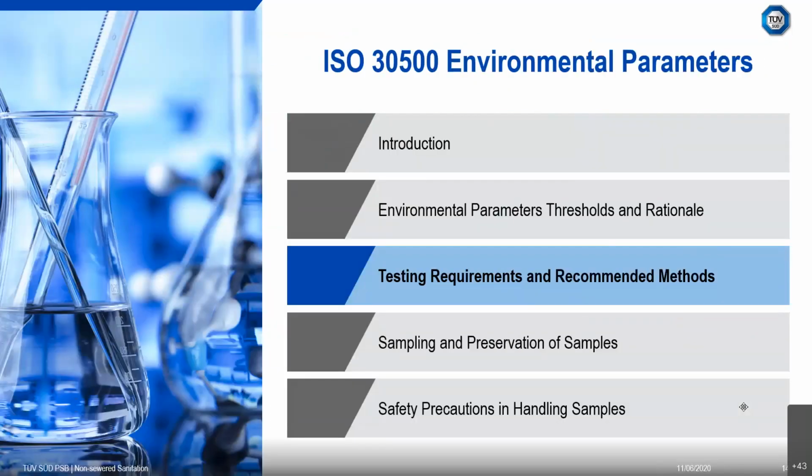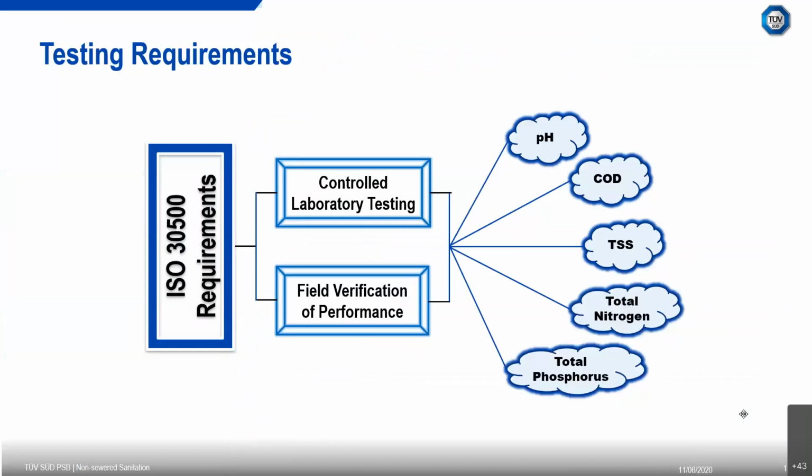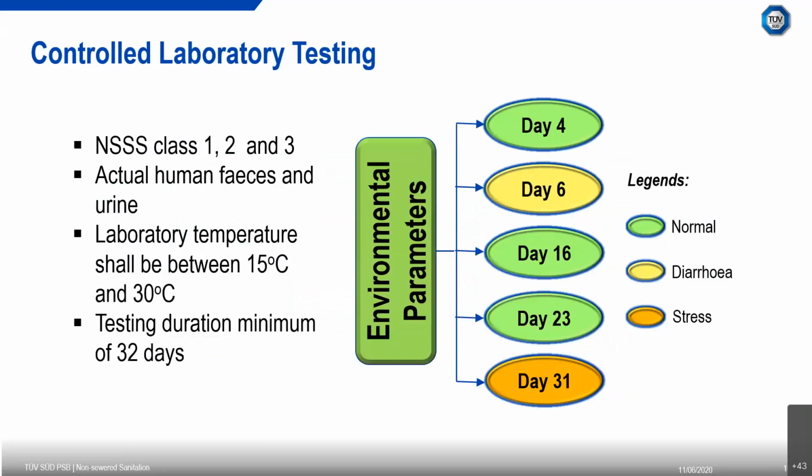So when are the environmental parameters tested? As a requirement of ISO 30500, for the performance testing of NSSS, pH, COD, total suspended solids, total nitrogen, and total phosphorus are to be tested in both controlled laboratory testing and field verification of performance. Class 1, Class 2, and Class 3 systems that can be installed in a laboratory shall be subject to controlled testing in a laboratory.